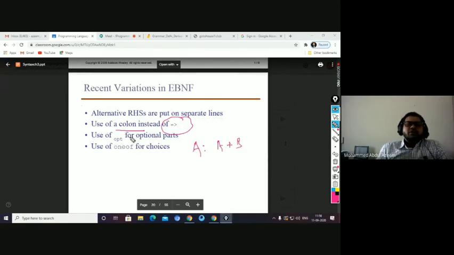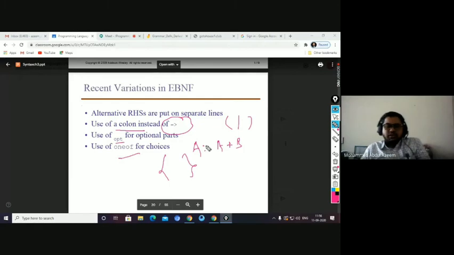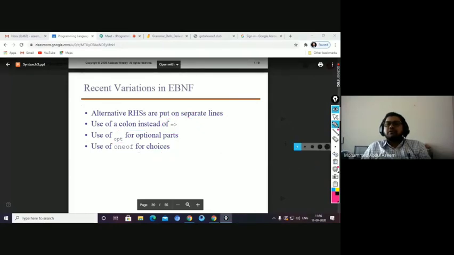And then for optional parts, we were using parentheses, right? Instead of that, enclosed parentheses separated with a vertical bar, you can use optional. Okay. And for braces, you can use one of, okay, instead of that, right? There's some very recent development that took place in BNF, so you can use these notations as well while writing the EBNF grammar. Okay.